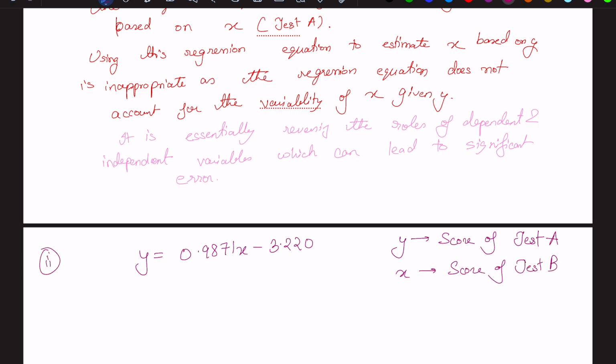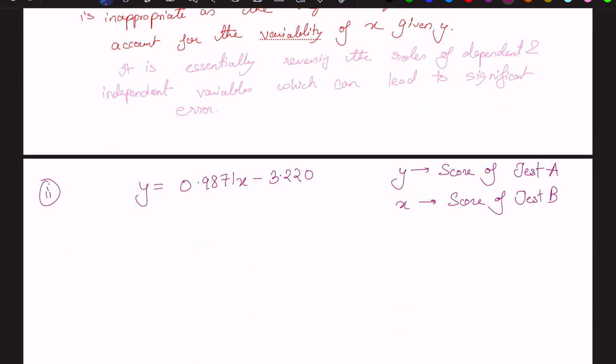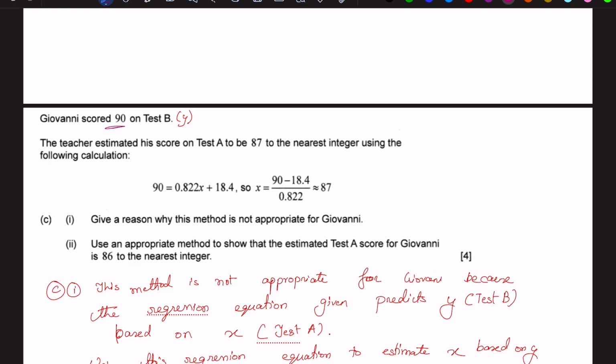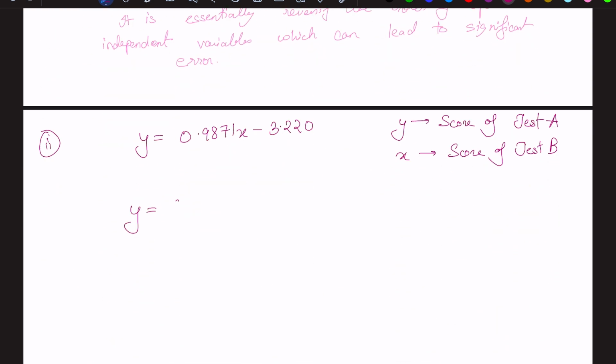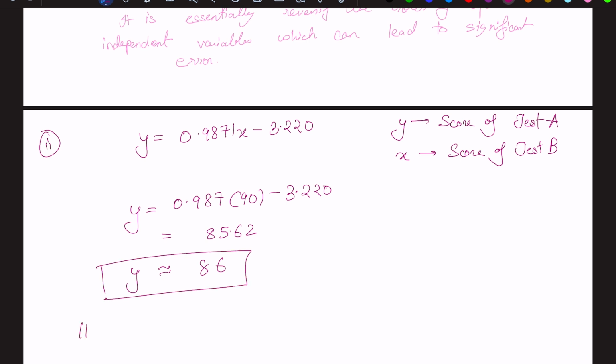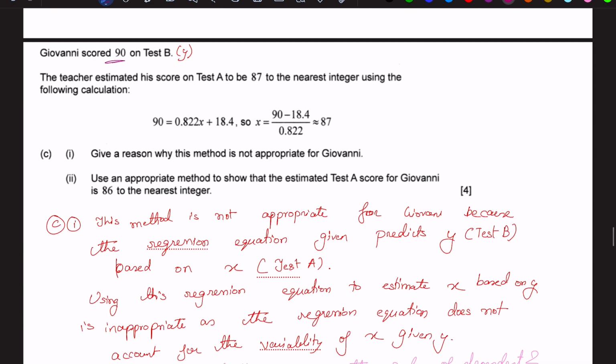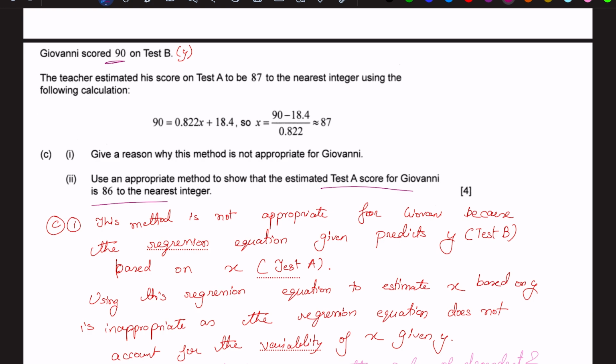This is the second part of question C2. Now I know that his marks in test B is 90. So in this case, the x value is 90. Now I'll use this value to predict the value of y. Remember, y is your score of test A. If you simplify this, you'll get 85.62, and 85.62 can be rounded off to 86. So hence, we can say that the estimated test A score for Giovanni is 86, and we have successfully proved it. We had to use an appropriate method to show that the test A score is 86.